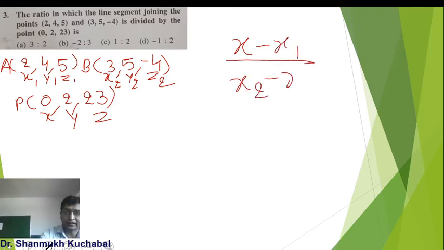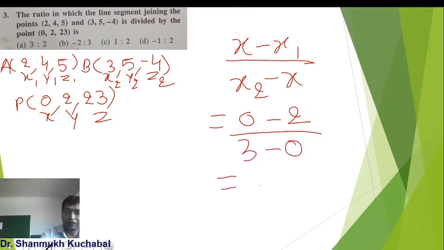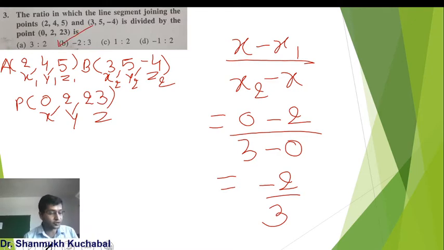For line division we have a formula. It is given by x minus x1 divided by x2 minus x. Already we know all these values, we just have to substitute: x is 0, x1 is 2, x2 is 3. If you simplify, we get minus 2 by 3 as the answer. Clearly we can see here that option B is the right answer. Yes, you can take a screenshot of this.